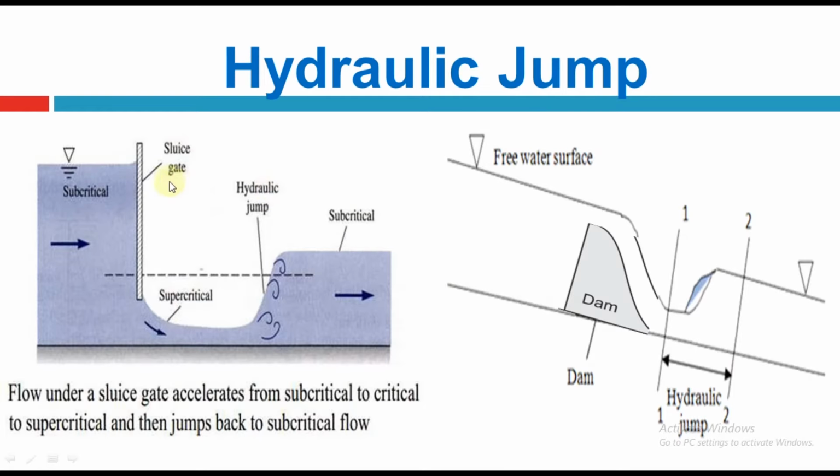There are some other examples of this hydraulic jump. Here is a sluice gate, and under the sluice gate my flow was initially subcritical, which has been converted, up to this portion, into the critical. This is the critical depth, and a further decrease in the depth has converted my flow from critical flow to supercritical flow. As it is unstable in nature, it has again converted back into subcritical flow, and this conversion between this section and this section is known as hydraulic jump. So hydraulic jump is the sudden rise of water level due to the transformation of flow from supercritical to subcritical. This is another example of what we have discussed just now.